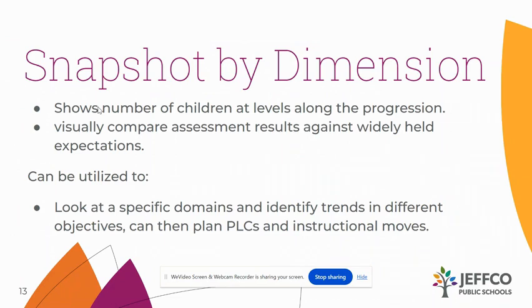The third report is the Snapshot by Dimension report. The Snapshot by Dimension report displays the level of a given objective or dimension, showing the number and percentage of children at levels across the progression. The report includes color bands, allowing you to visually compare assessment results against the widely held expectation. This report can be utilized to look at a specific domain and see where there are gaps and trends in different objectives to be able to plan PLCs and make instructional decisions.